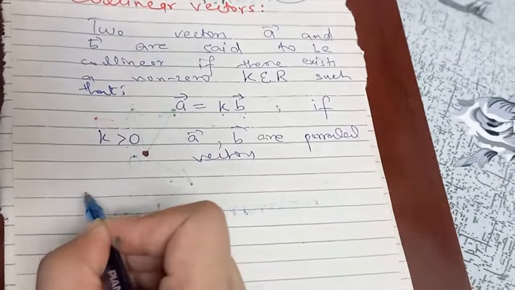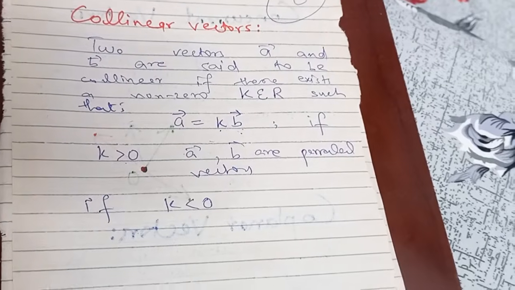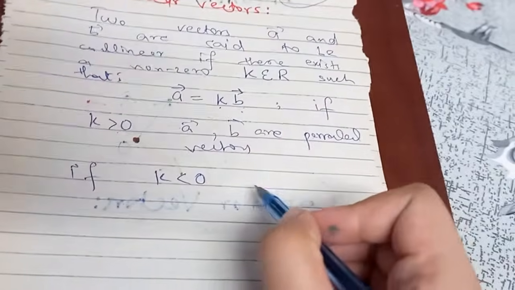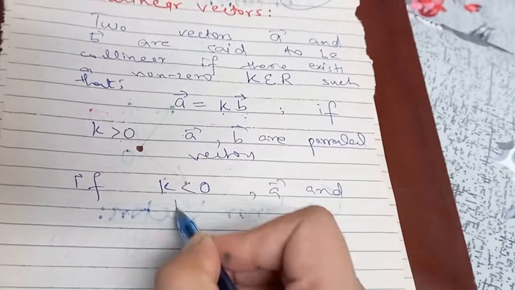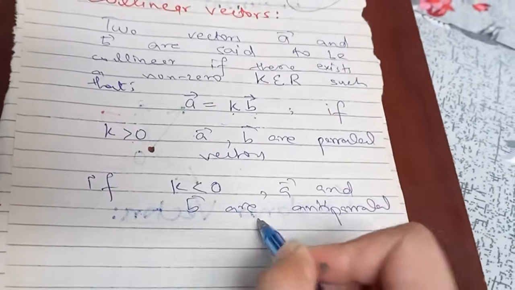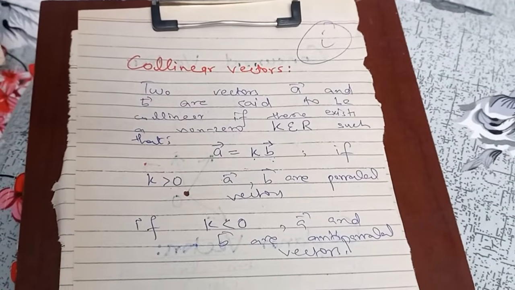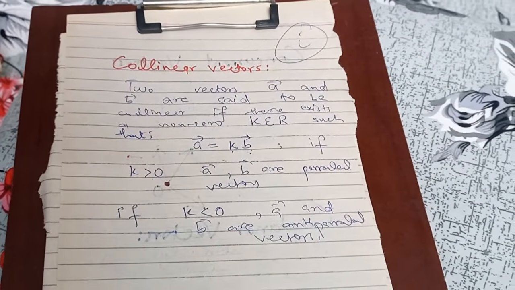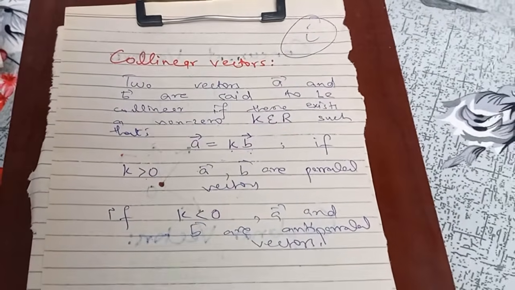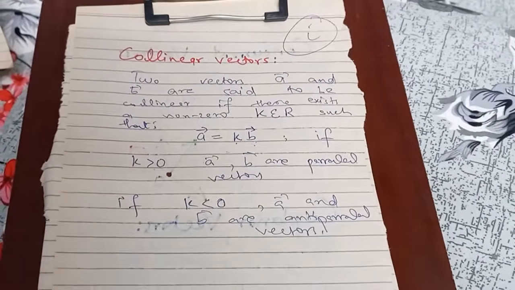Parallel vectors. What happens if k is less than 0? It means if k is negative, like -1/2, -3/2, -1, -2, or any number like that, then A and B are anti-parallel to each other. Anti-parallel vectors. Okay, so that's all about collinear vectors. They could be parallel or anti-parallel, but their magnitudes are scalar multiples of each other. Yeah, that's all about the classification of vectors.